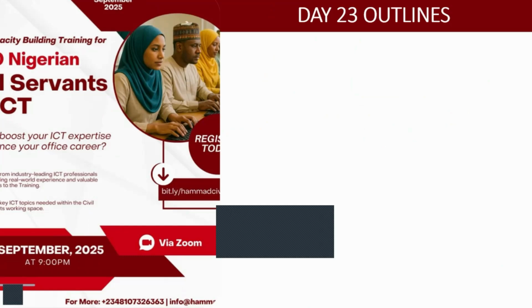So, as usual, this is the day 23 outline. We will have a recap on day 22. Then we will discuss grid lines, then cells, then rows and columns, then Q&A, then the conclusion for today's class.